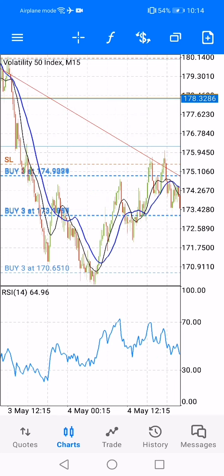Now you place your entry. What I like to do first is to place only one entry at the beginning to see if this is really a reversal or just a minor pullback or retracement.